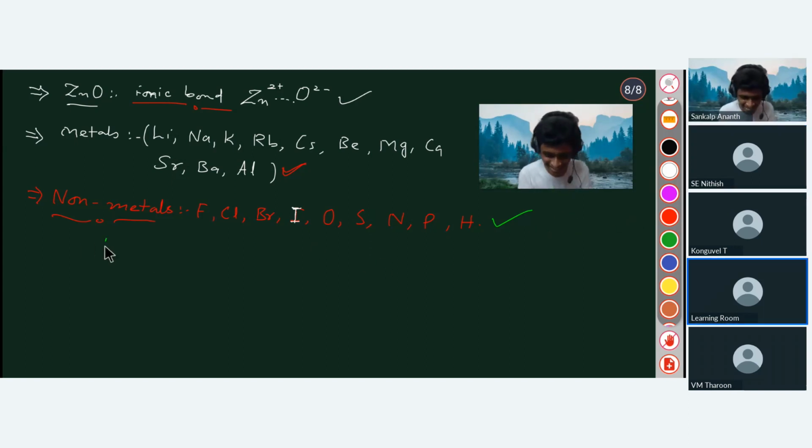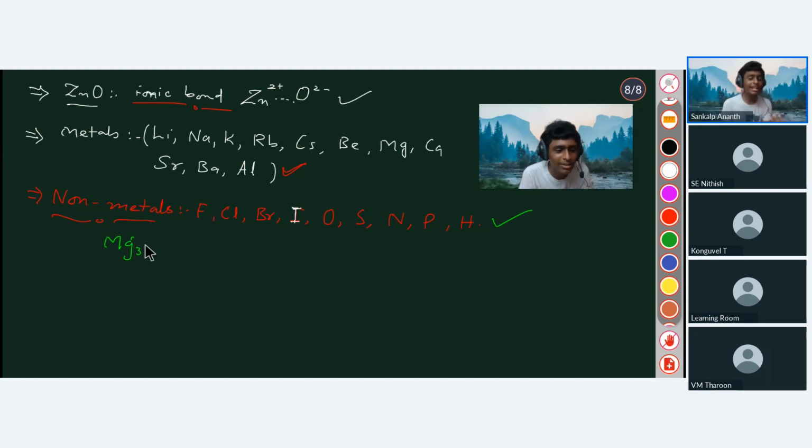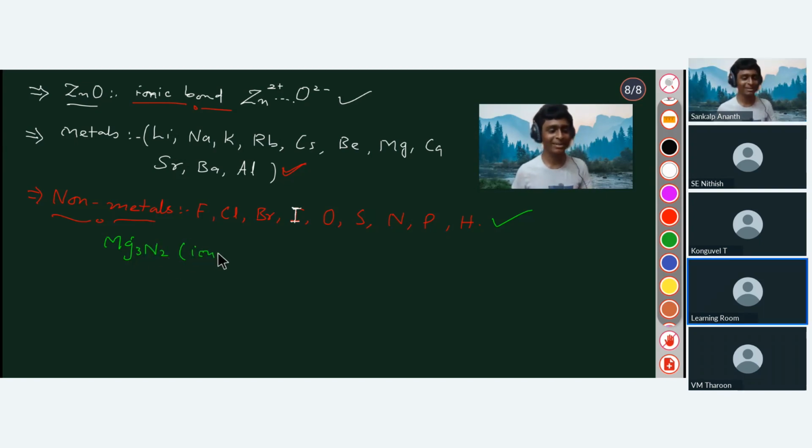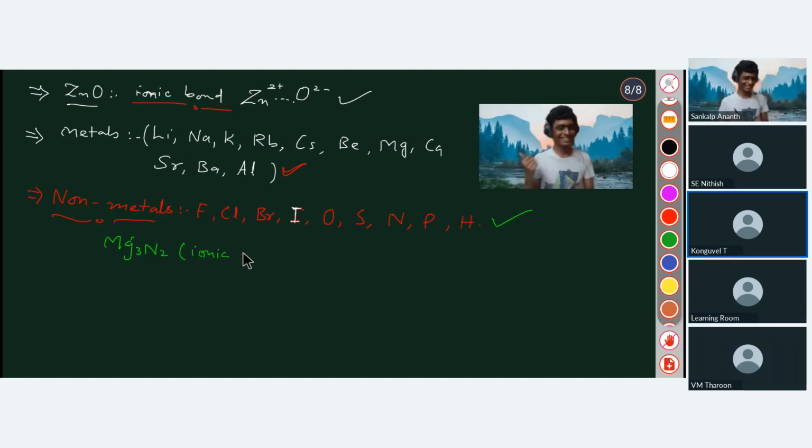I'm giving the example of magnesium nitride. So can you tell me, is it metallic? Is there a covalent bond or... Sorry, ionic bond. There will be an ionic bond, right? Yes, sir.